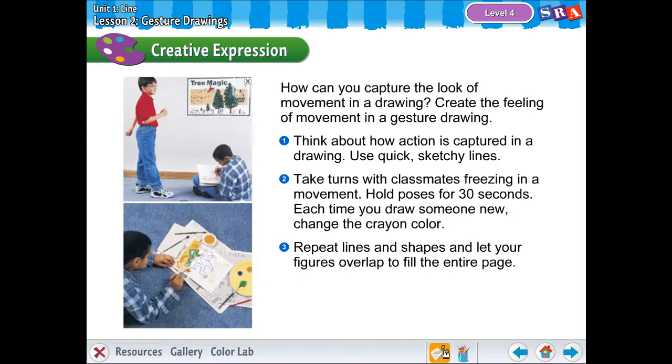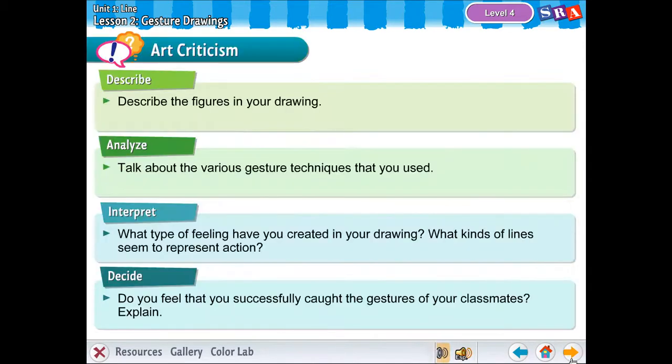Here's a person who has their friend posing and then they're drawing a little sketch, some motion sketch. Take turns and then repeat the lines and shapes to let the figures overlap around the entire page. So you should be able, when you're done, to describe the figures in your drawing. You should be able to talk about the different techniques and the different types of gestures or movements that you used. Gesture means movement.